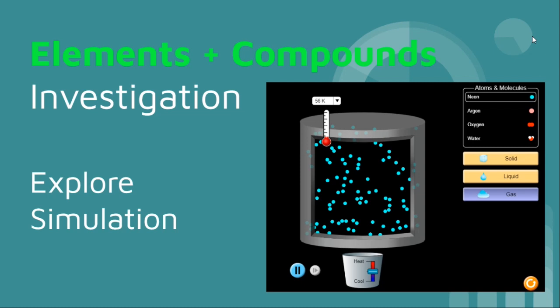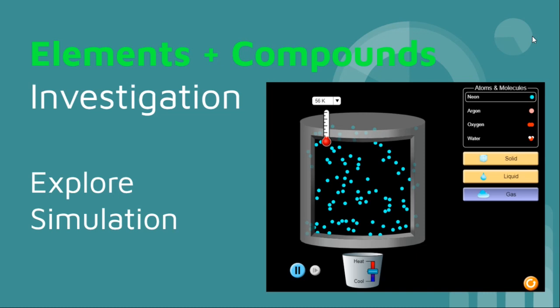On Monday, you completed an Explore simulation in which you made some observations of atoms and molecules and how they behave. Some of the big ideas behind this simulation are that all matter is made of atoms, and matter can exist in three different phases: solid, liquid, and gas. But regardless of the phase of matter, the composition, or what the atoms are made of, doesn't change.